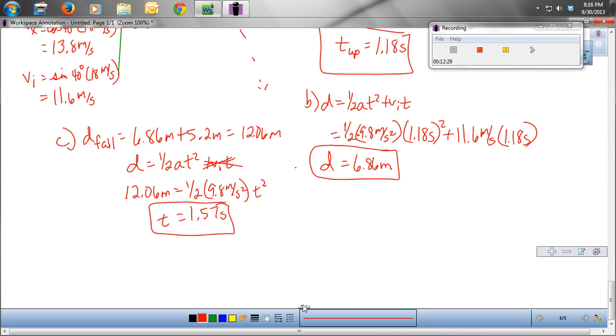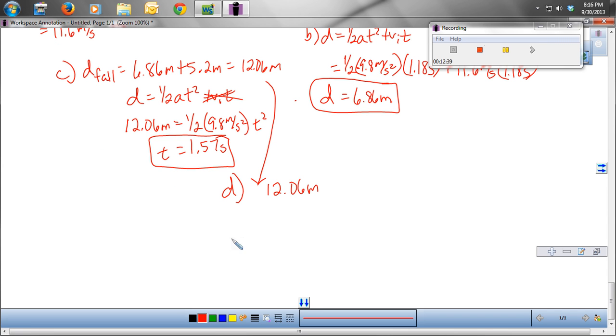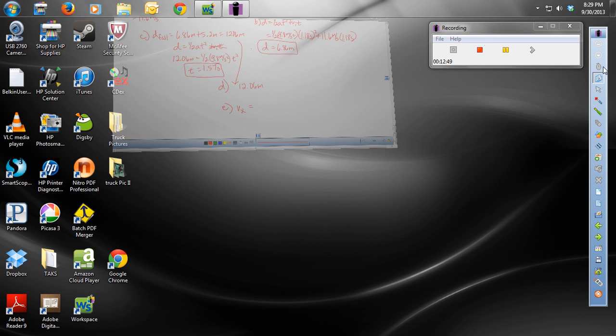Alright, then part D, as in dog, said, how far does it fall? Well, we already figured that out. 12.06 meters. E. So what is Vx? Well, Vx never changes. So whatever Vx was from the get-go is what Vx is going to be. So I got to go back up there and look at that.